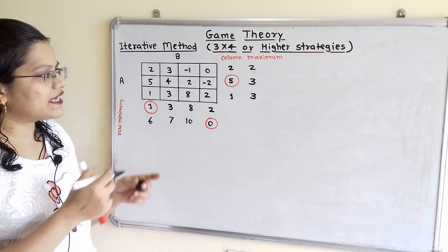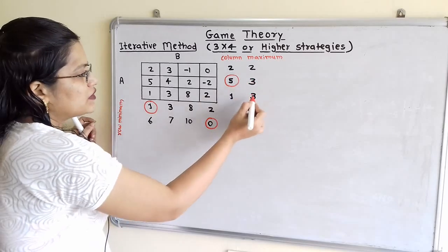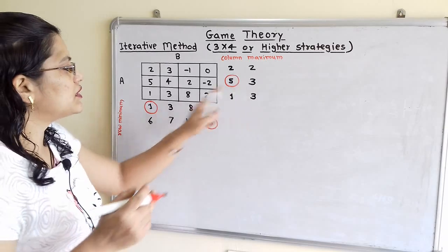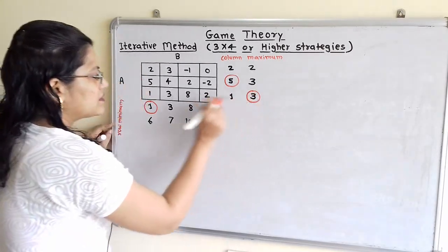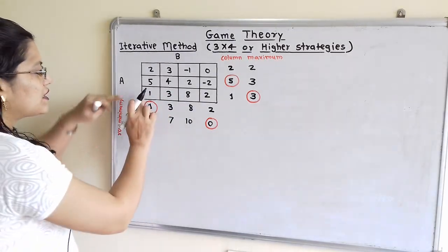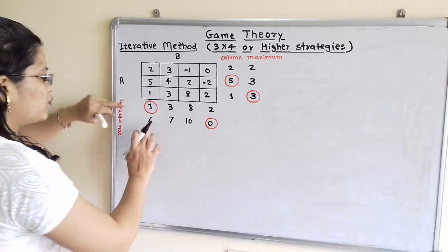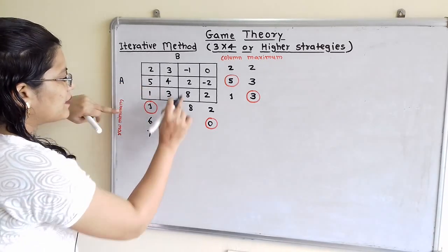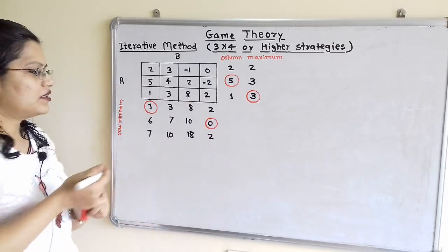Now again we will select the maximum value. Here, the maximum value 3 is repeated, so we can choose any row. I will choose the third row. Again we have to add all these elements to the previous row and write the third iterative, that is 6 plus 1, 7, 7 plus 3, 10, 10 plus 8, 18 and 2 plus 0, 2.